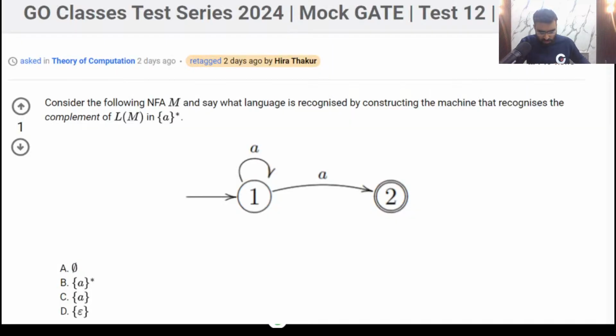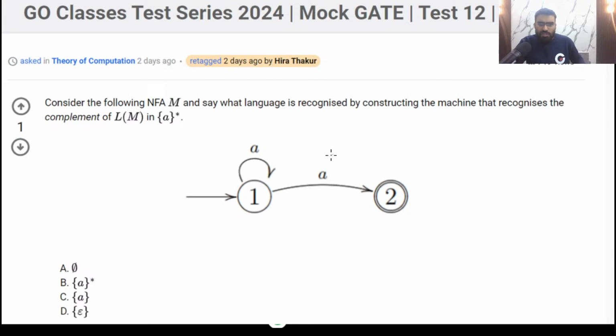So let's start with this question. This is a very easy question. Consider the following NFA, this non-deterministic finite automata that is given to you. Consider the following NFA M and say what language is recognized by constructing the machine that recognizes the complement of LM in A star. So very simple question.